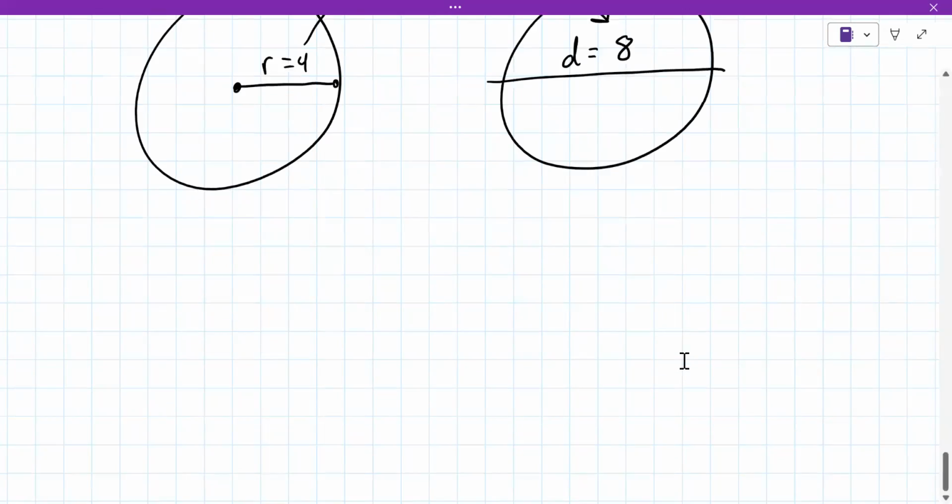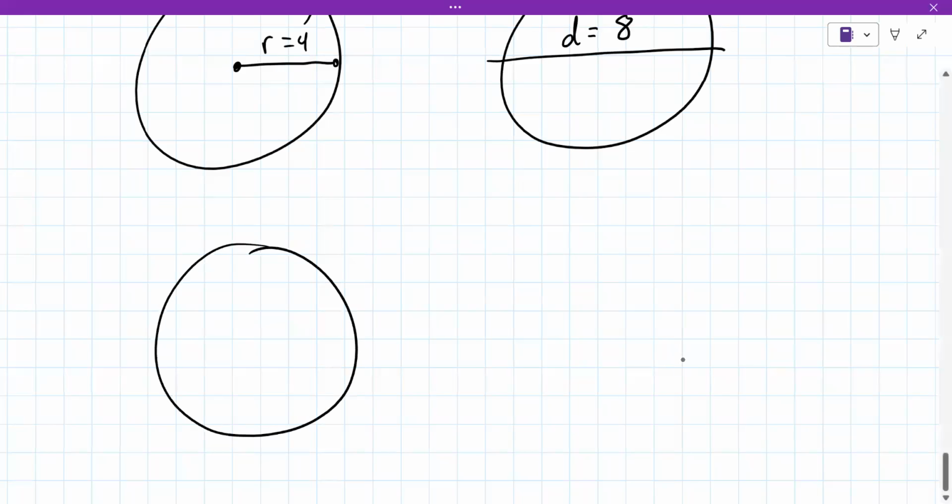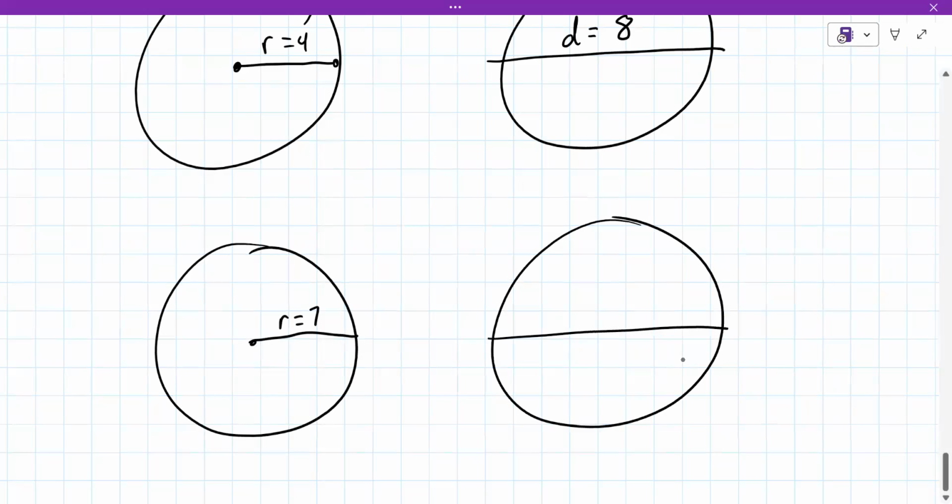Okay, so let's try it again. Let's say the radius this time is 7. What is the diameter? 14. Okay, how did you go from 7 to 14? You have to multiply every time with 2.